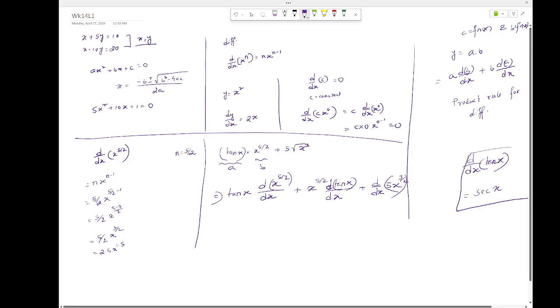Do you have a final answer? Now your goal should be getting this final answer as 5 by 2 x to the power 3 by 2 tan x, plus x to the power 5 by 2 times sec square x, then plus 15 by 2 x to the power half. By the way, this is sec x square. Now this is the final result you should be finding.